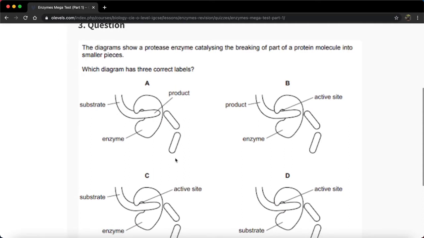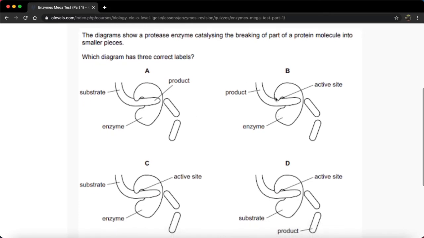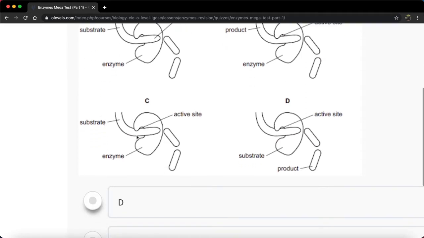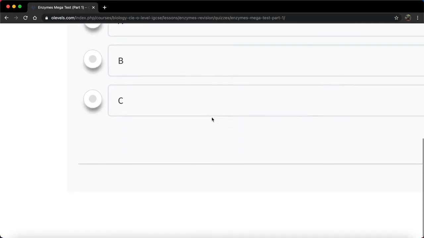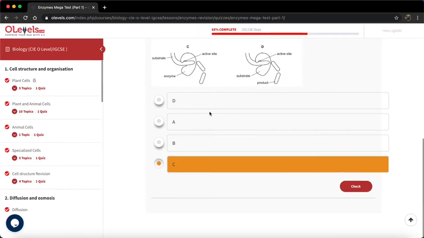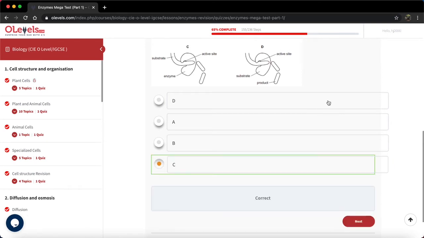So I think these are the products. The enzyme is labeled correctly and the substrate, but it's saying the same thing, the substrate, as a product. So that's not possible. And B, the product is not that. The product is formed after the enzyme has worked. So this is a substrate. So that's not correct. Now in C, this is substrate. This is active site of the enzyme, which is true. And this is enzyme. That's perfectly right. Now let's go on. Check it. Got it right.